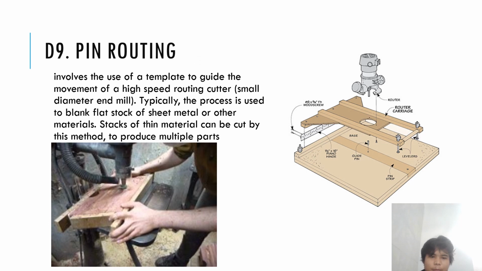Pin routing involves the use of a template to guide the movement of a high-speed routing cutter or small diameter end mill. Typically, the process is used to blend flat stock of sheet metal or other materials. A stack of thin material can be cut by this method to produce multiple parts. I have the example of the guitar here, the woodwork. So this is the router where it can be landed here and it's going to be cutting.